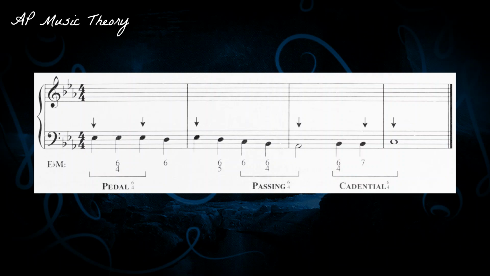This is an example that uses 3 second inversion triads and introduces the submediant triad and the deceptive cadence. Here we have a pedal. Let's see if we can get this. There we go. We have a pedal second inversion, a passive second inversion, and a cadential second inversion. What do we know for sure?